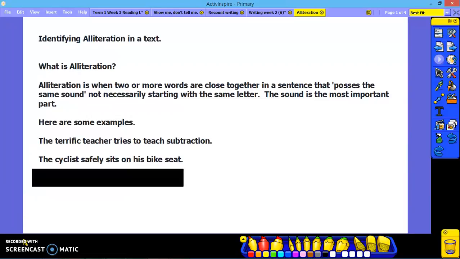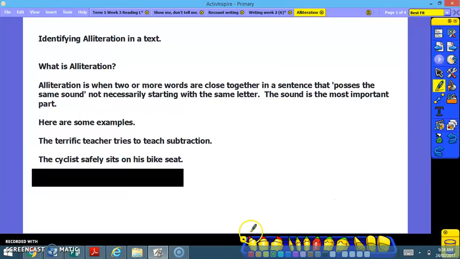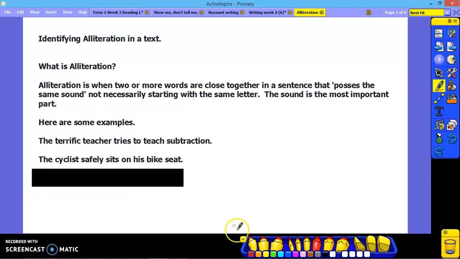Here are some examples. The terrific teacher tries to teach subtraction. So if we were going to underline the alliteration in that text, it's not the, because the and terrific don't possess the same starting sound, but terrific teacher tries to teach does. So right there we've got a 5-word alliteration.